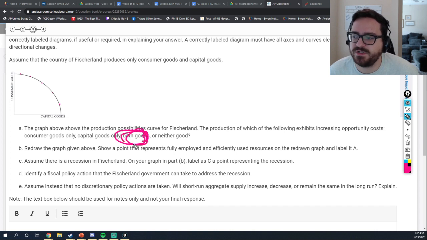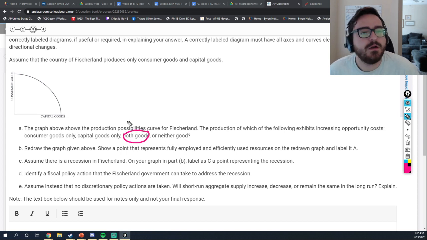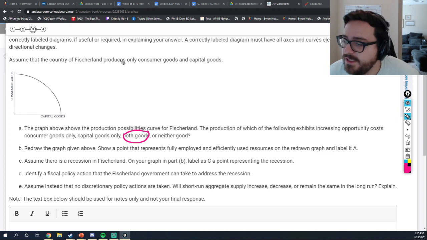For both goods is the answer. Because if you look at it left to right or right to left, either way you get the same idea, which is to say, from here to here I give up a very little amount of the capital goods, right? Like this drop is very small.